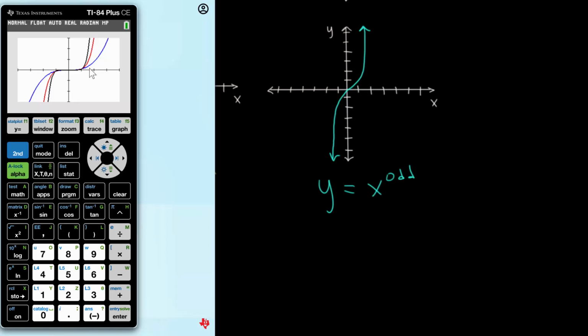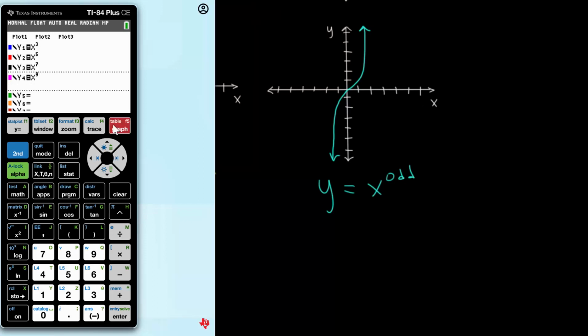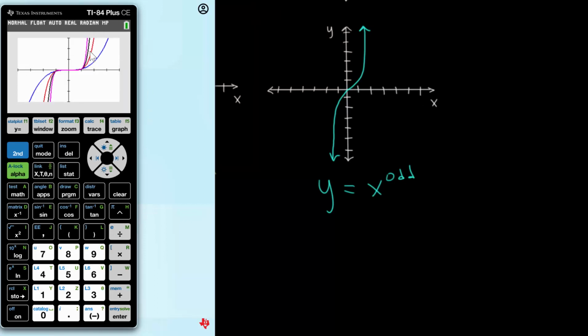The blue one, again, that's our cubic. The red one, that's our fifth degree. And the black one's our seventh degree. And if we went one step further and looked at x to the ninth power, then that's the pink one. That is the steepest out of all of these.